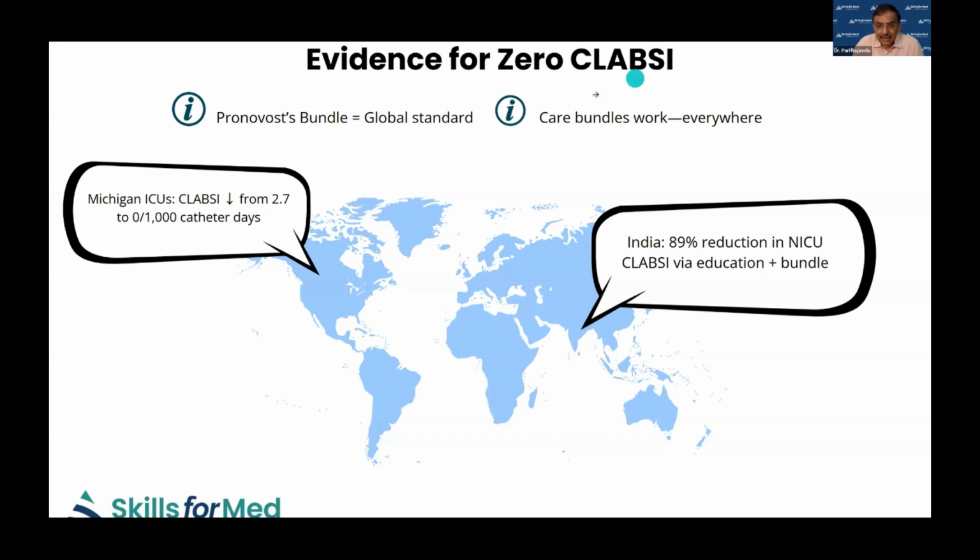Now this bundle is practiced all over the USA and also in many parts of the world. There is a hospital which has reported implementing this bundle with an 89% reduction rate, which means almost 90%, again close to 0. So this is how this bundle works, and that is what we're going to highlight in this particular free webinar. Next slide please.